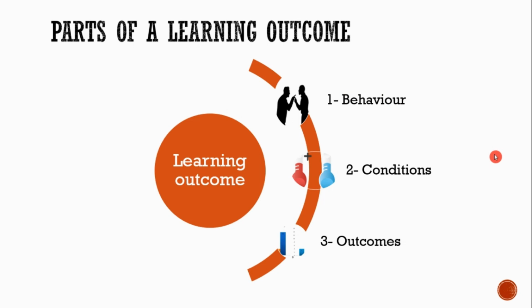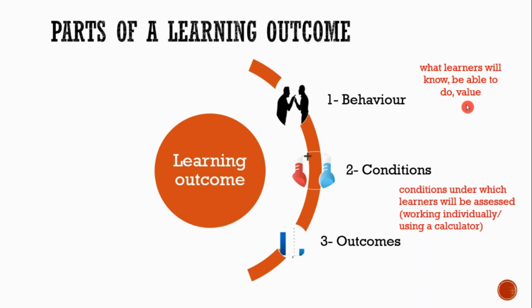This brings me to a point on what are the parts of a learning outcome. It has three parts. One is behavior, condition, and outcomes. So, talk about behavior. This is what learners know, or are able to know, or be able to do, or be able to value. So, basically, that's what constitutes a behavior component in a learning outcome.